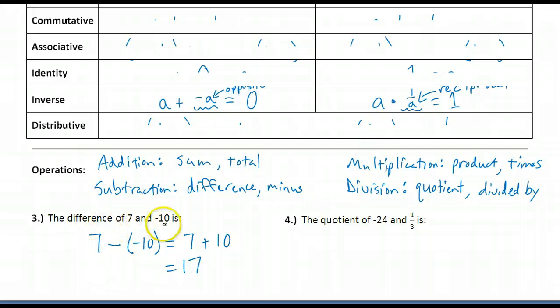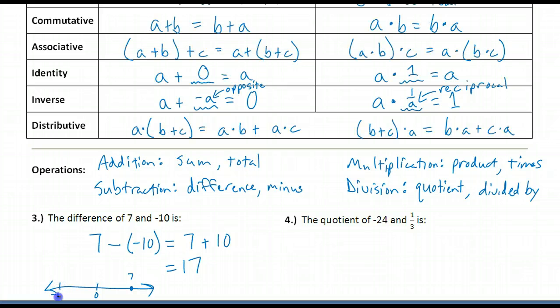If you think of this on a number line, we have positive 7 and negative 10. So what's the difference between positive 7 and negative 10? Well, the difference between these two is 17.